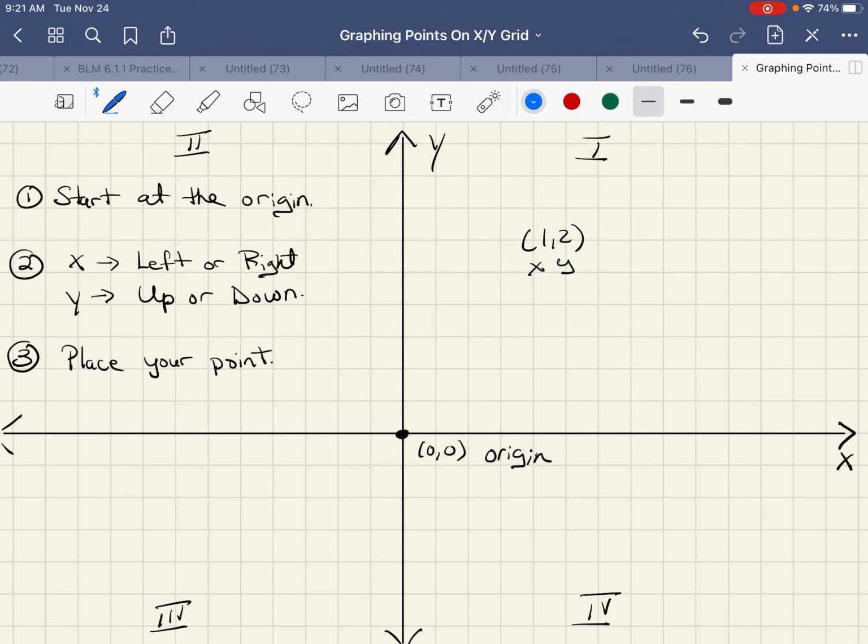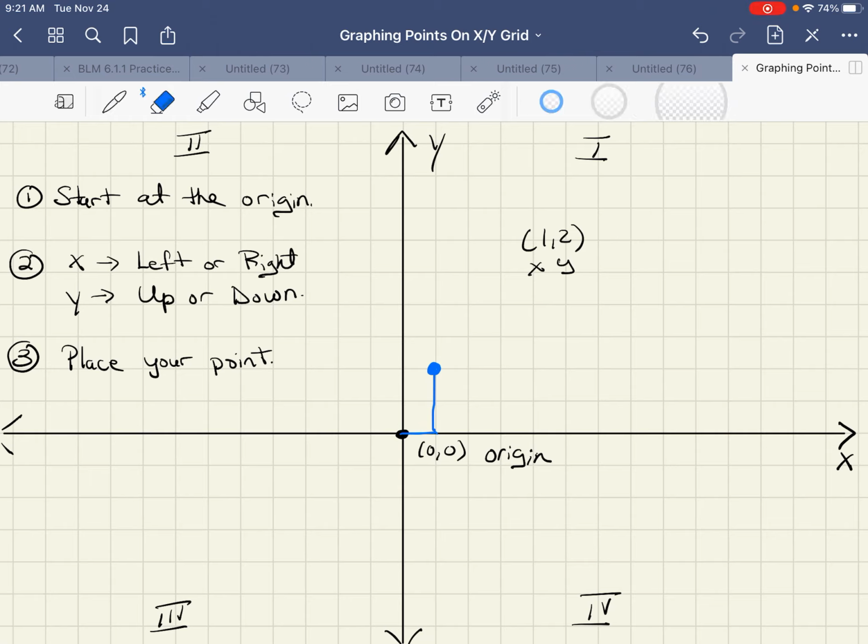And I'm not going to plot my point yet, but I'm going to start to walk 1 spot to the right. I'm going to the right because 1 is positive. I don't put my point down yet because now I'm going to do the Y part. Y is 2, so that means I'm going to go up because up is going to be positive for Y and down will be negative. So then I go up 2 spots, and then that right there is where I place my point. So you don't place your point until you've done your X and your Y parts.